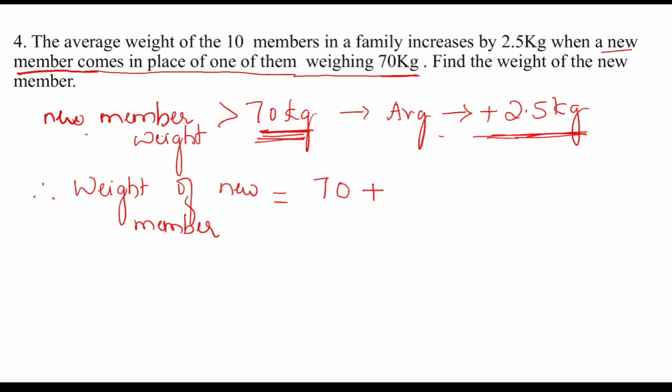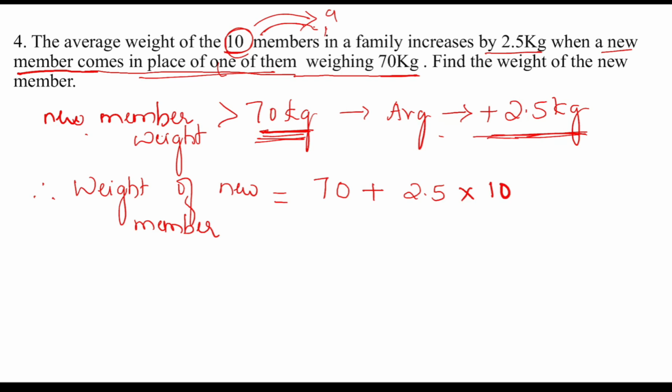How much is the average increased? It is increased by 2.5 kg for how many people? 10 people itself. Don't take 11, because he is replacing one of them. One is going and one is coming, so 10 members will remain 10 only. When one goes it becomes 9, when one comes it becomes 10 again, so the number of people is the same.